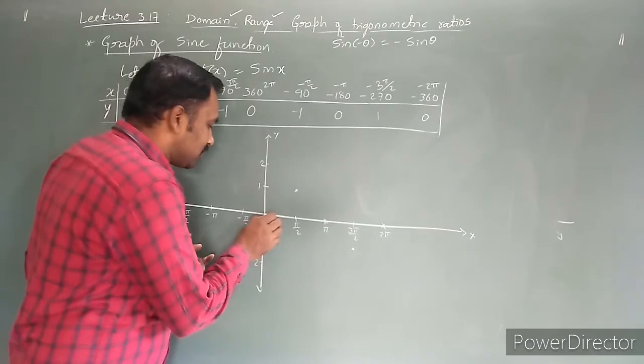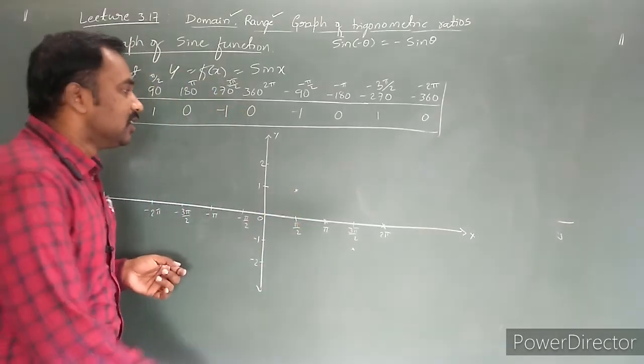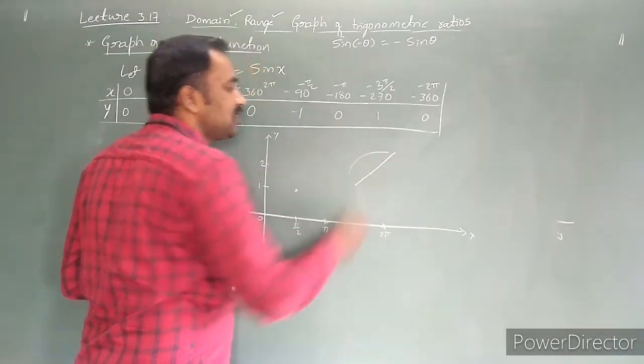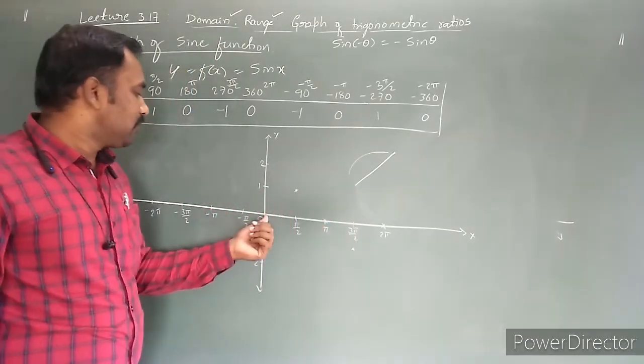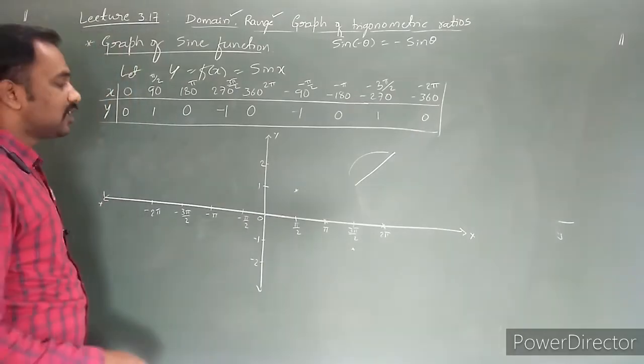Shall I join with a straight line or a curve? In this manner or in this manner? The first one or the second one? We don't know the values in between 0 and π/2. Let's find out.